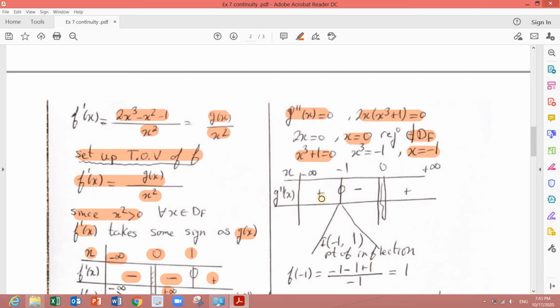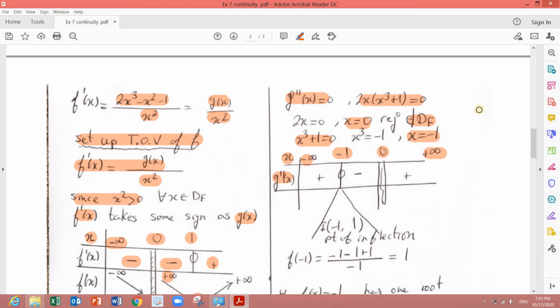To determine the point of inflection, I put here x. Here I put the second derivative. This one should be f double prime, not g double prime. This one, f double prime. The domain of definition is minus infinity to 0 and 0 to plus infinity, and I put the value that makes f double prime x equal to 0, which is minus 1.